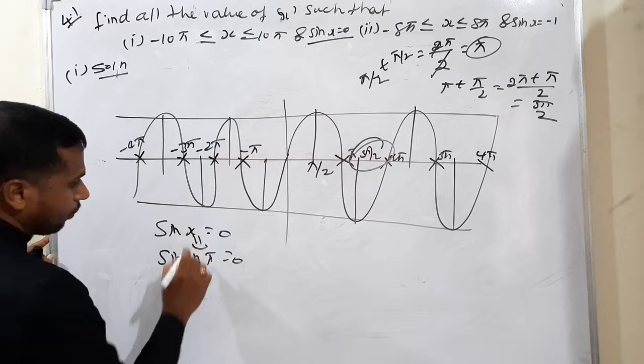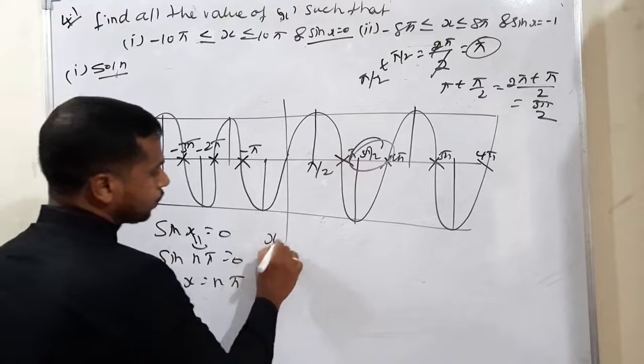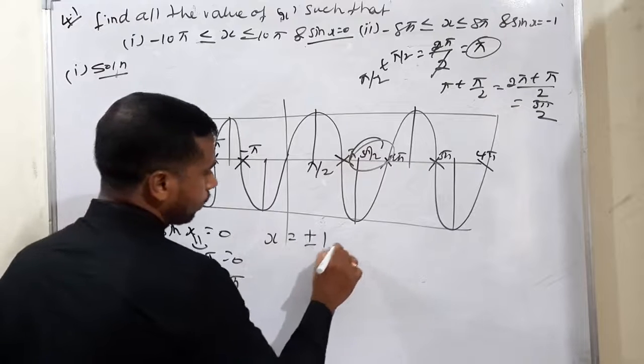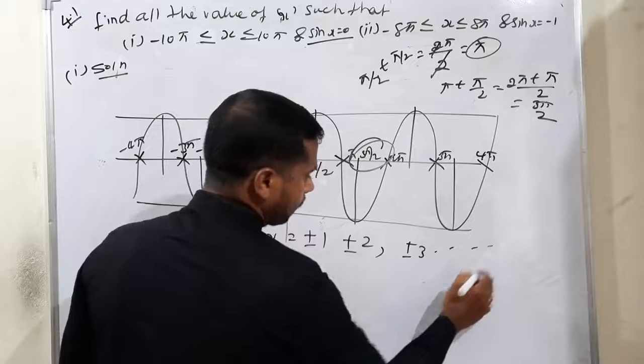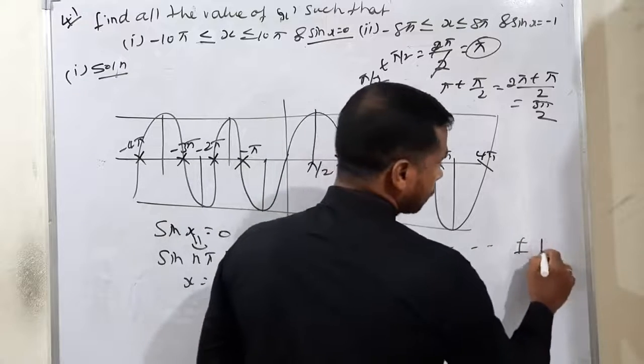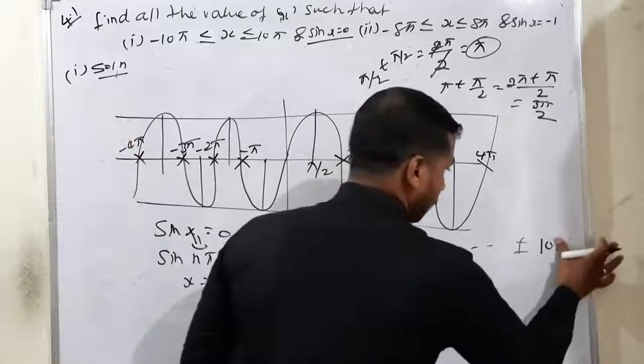So what is the meaning of x? x is equal to n pi. x is equal to n pi, so what are the possible values? x is equal to plus or minus 1, x is equal to plus or minus 2, x is equal to plus or minus 3, and so on continuously, up to plus or minus 10. Plus or minus 10, okay, not 10 pi, plus or minus 10.